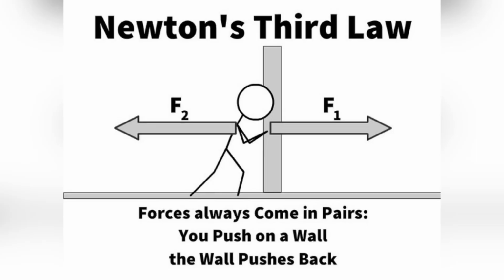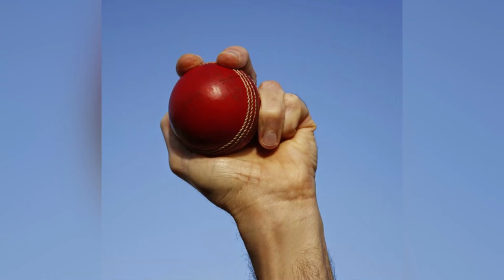Well, the answer to that lies encoded within Newton's third law, which states that every action has an equal and opposite reaction. As a spinner releases the ball from his hands, he holds the seam at a certain angle and imparts huge amounts of spin on the ball, causing the ball to furiously rotate in the air.